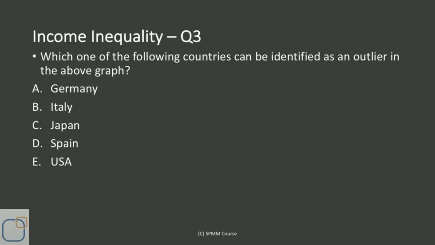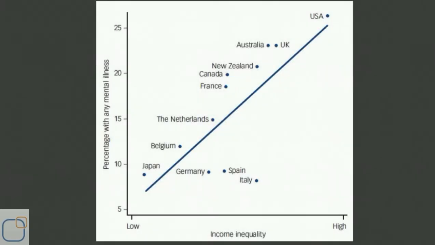Which one of the following countries can be identified as an outlier in the above graph? Germany, Italy, Japan, Spain, USA. Well, what is an outlier? An outlier is a data point that lies outside of the general trend. So you can see the general trend here is everything is close to this straight line. USA, Japan, everything is close, or they are a good fit. They have a goodness of fit with the line that we show here.